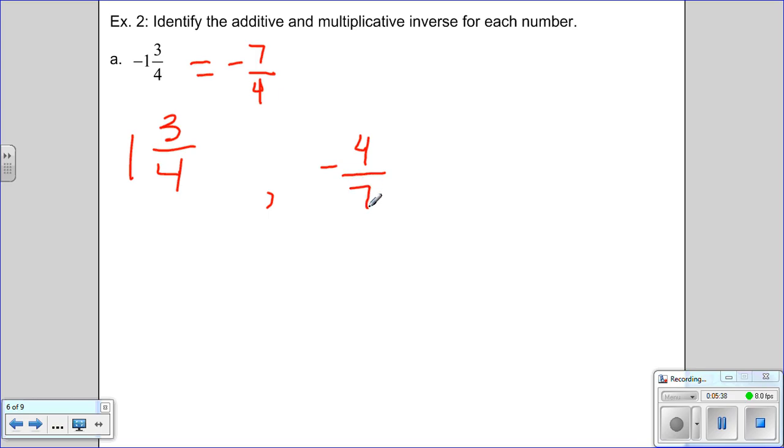Okay, so the additive inverse is 1 3/4. You can check it because when you add them up, you should get 0. And the multiplicative inverse is -4/7. And you can check that. If you multiply the two numbers, you should get +1. There you go. Those are the two answers we're looking for.